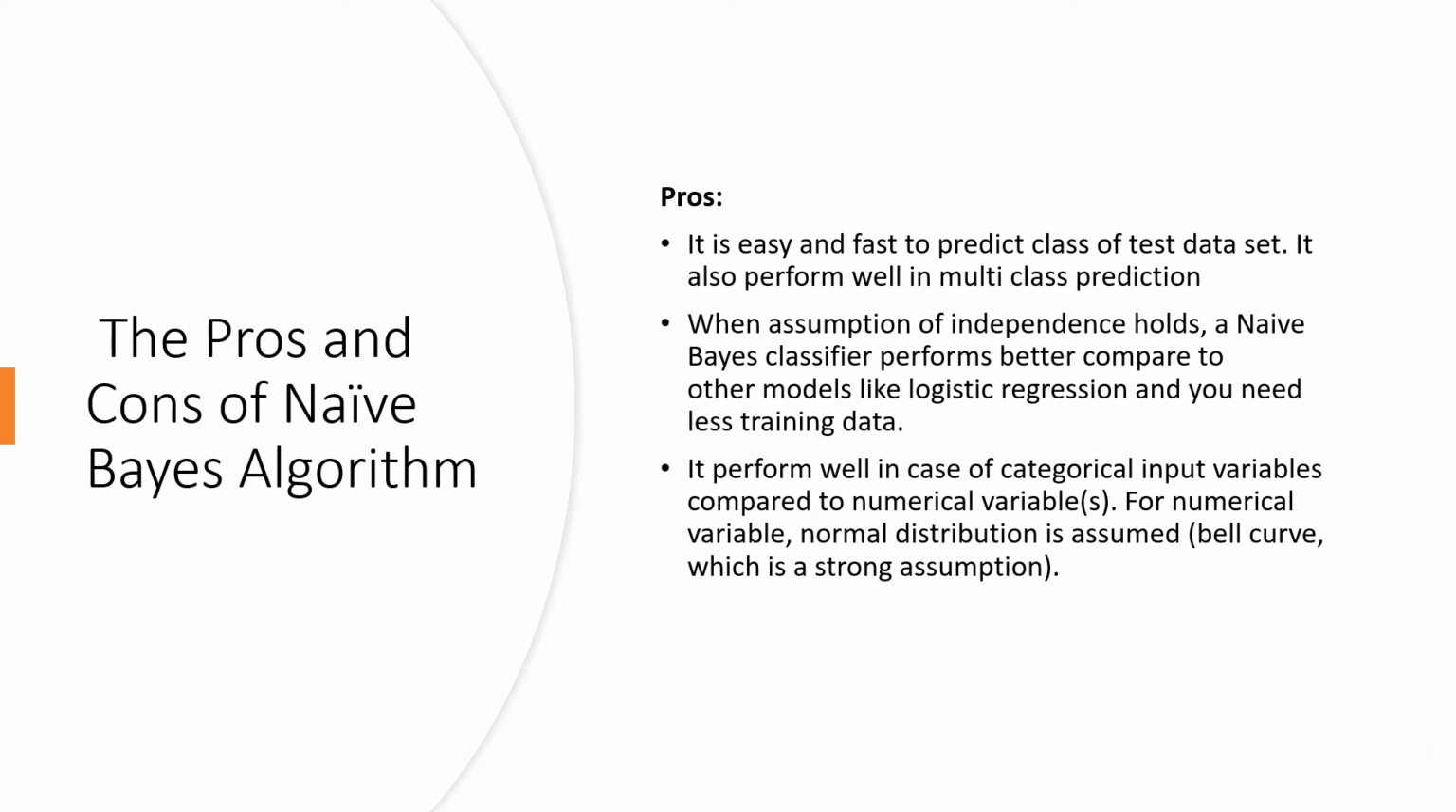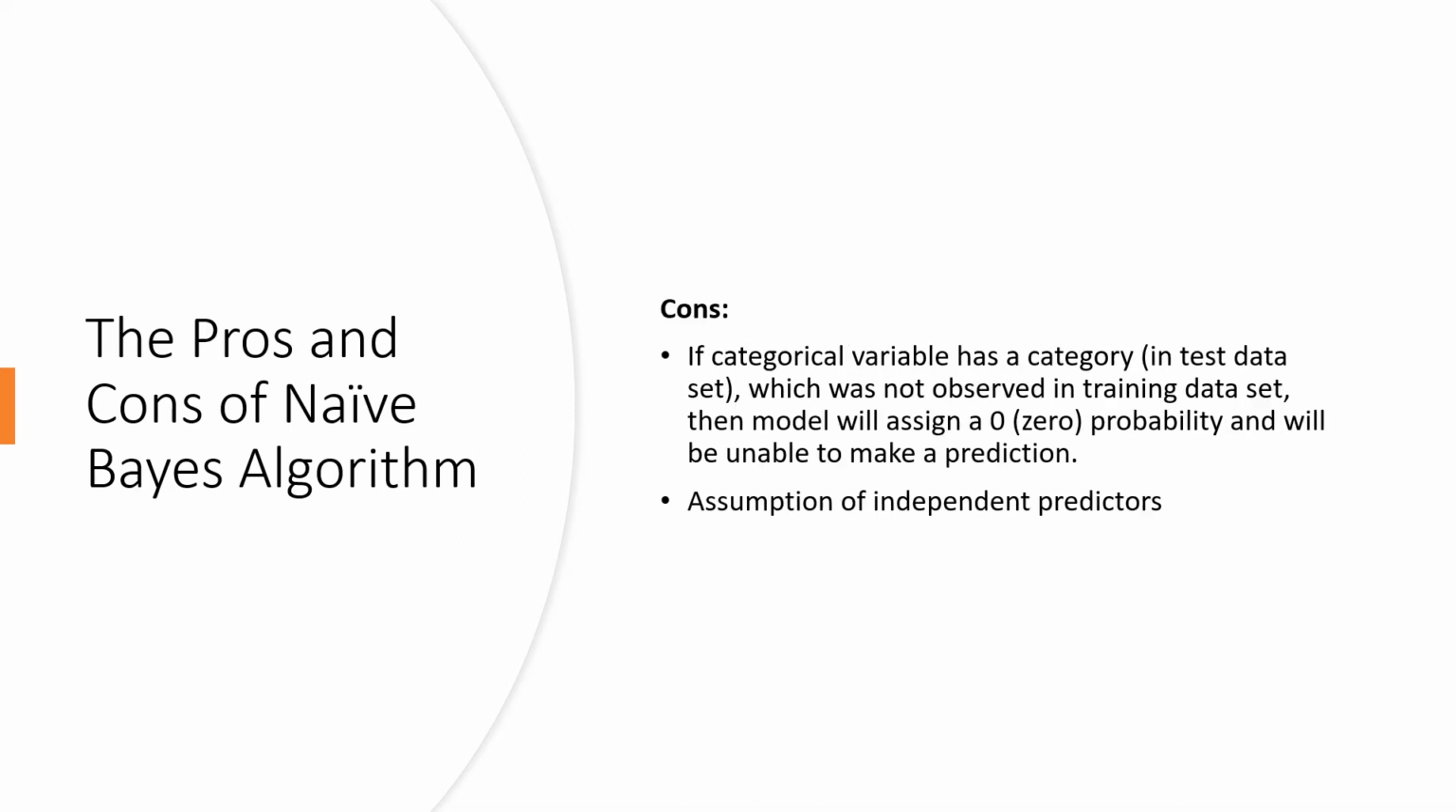The pros and cons of the naive Bayes algorithm. The pros: it is easy and fast to predict the class of a test dataset. When the assumption of independence holds, a naive Bayes classifier performs better compared to other models like logistic regression, and less training data is needed. Then, it performs well in the case of categorical input variables compared to numerical variables.